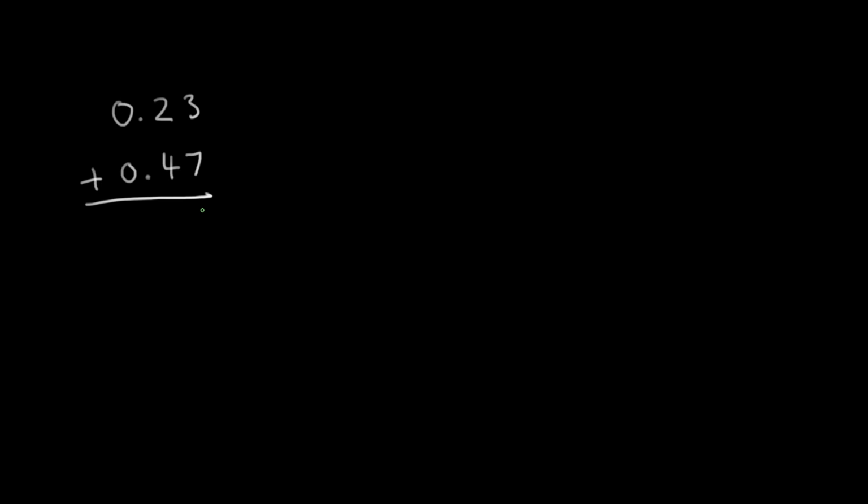7 plus 3 is 10. Carry the 1. 4 plus 2 is 6, plus 1 is 7. Drop down the decimal. Drop down the 0. The answer is 0.7.